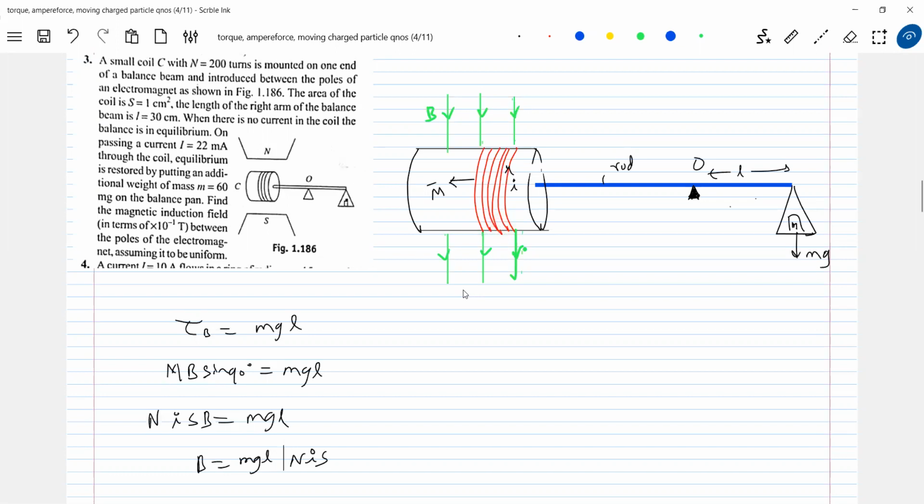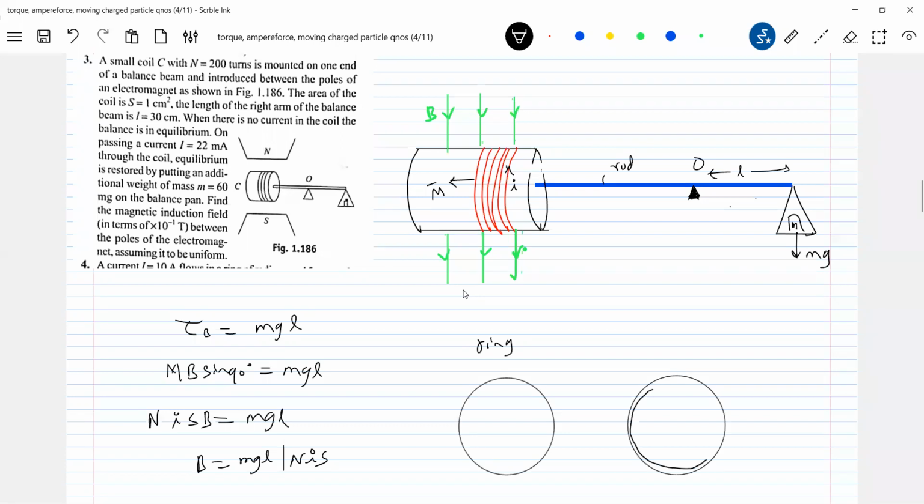When we say ring and coil, there's a difference between ring and coil. If you say ring, it is only 1 turn. When I say circular coil, you should assume that within this gap, there are some 100 turns, 200 turns, 300 turns like this. And you have to take this width as negligible. What is the radius of the coil? R and N. So it can be a circular coil of 100 turns and radius R.